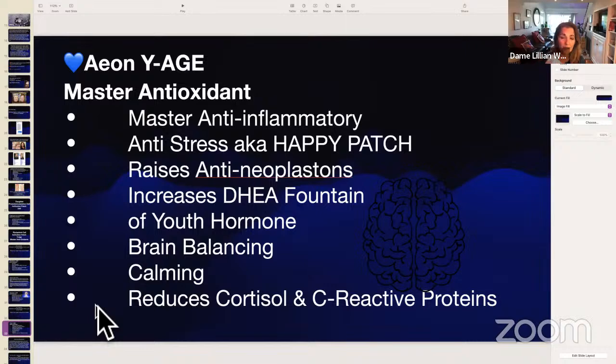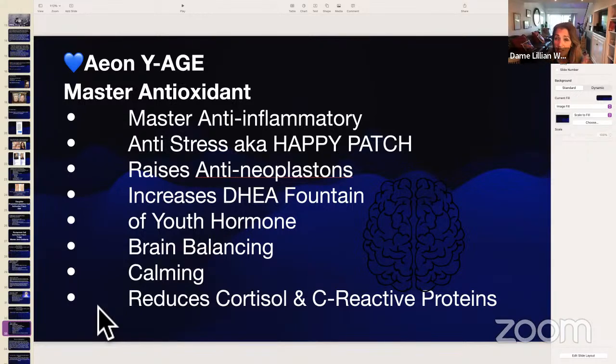The last patch is the Eon patch. We have 11 patches, but these 5 take care. Again, I call them the Fantastic 5 because they fantastically take care of your primary body systems. Now, this is a master anti-inflammatory patch, like the patches that we talked about, glutathione and carnosine. This one is an anti-stress happy patch. This is raising your anti-neoplastins, which I'll tell you what those are in just a minute, but it also increases your DHEA, the fountain of youth hormone.